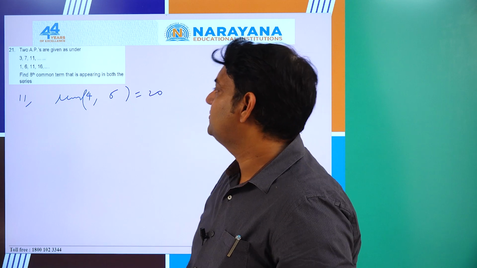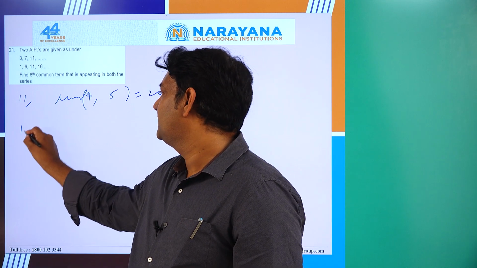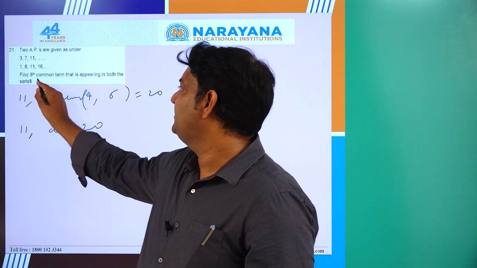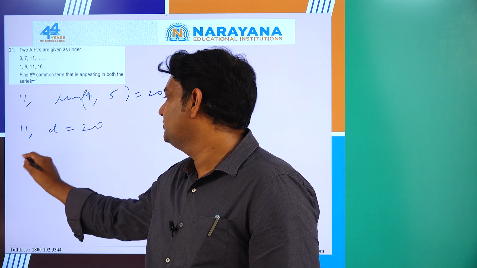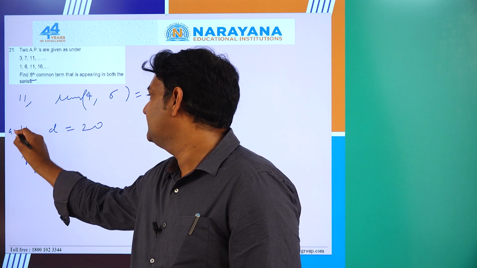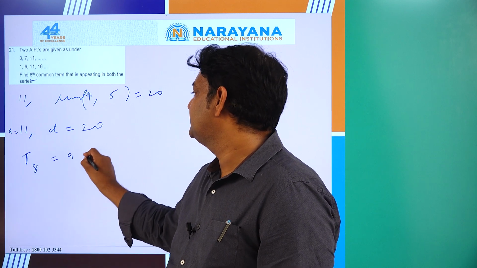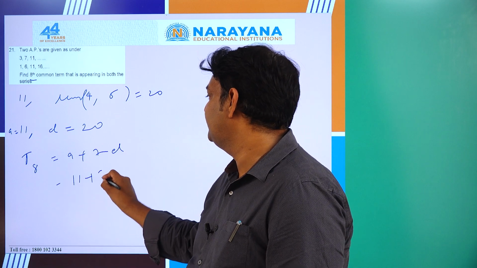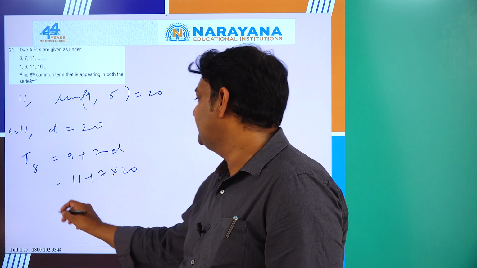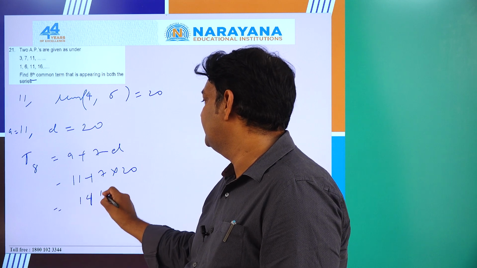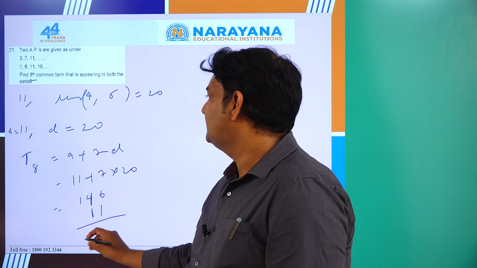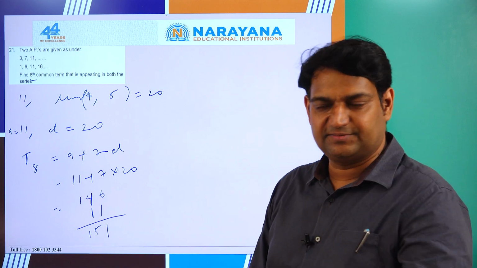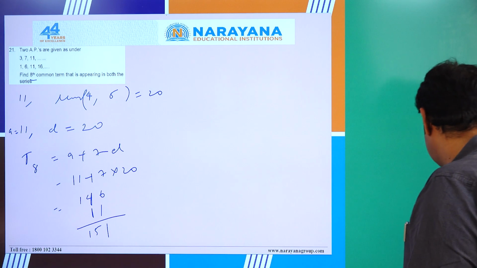20. So the first term is 11 and the common difference is now how much? 20. We need which term? 8th term. So you know that T8 is A plus 7D. D is how much? 11 plus 7 into 20, that is 140 plus 11, so 151 is the answer. Quite a simple question. These are what we'll call bonus questions.